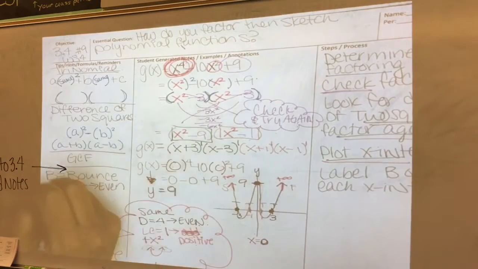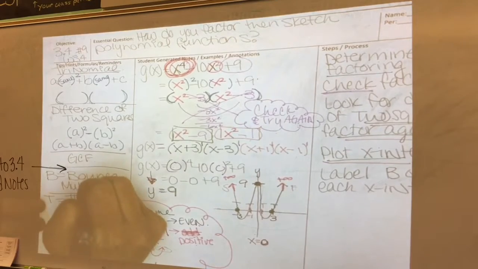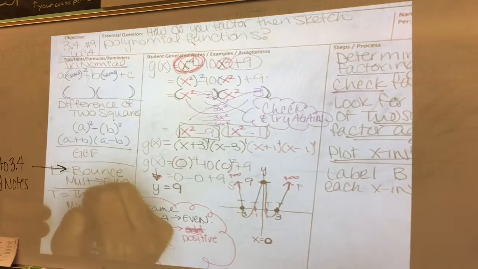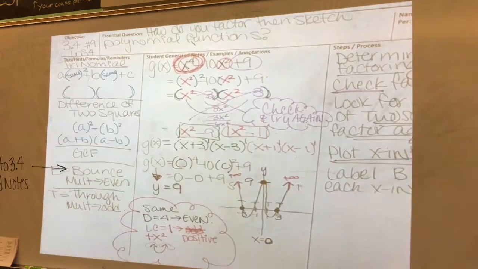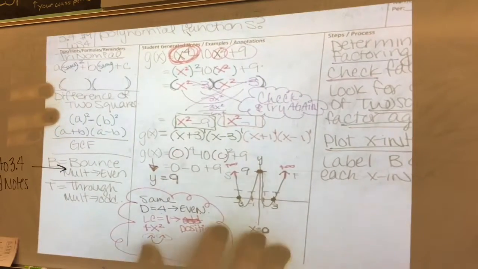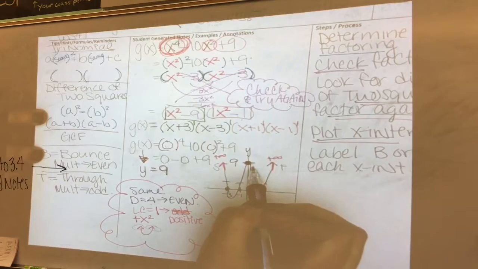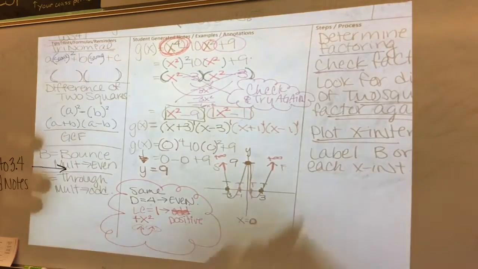Okay. And then T stood for through, and that's when the multiplicity is odd. Okay. And then what did I do? I found the y-intercept by plugging in 0.